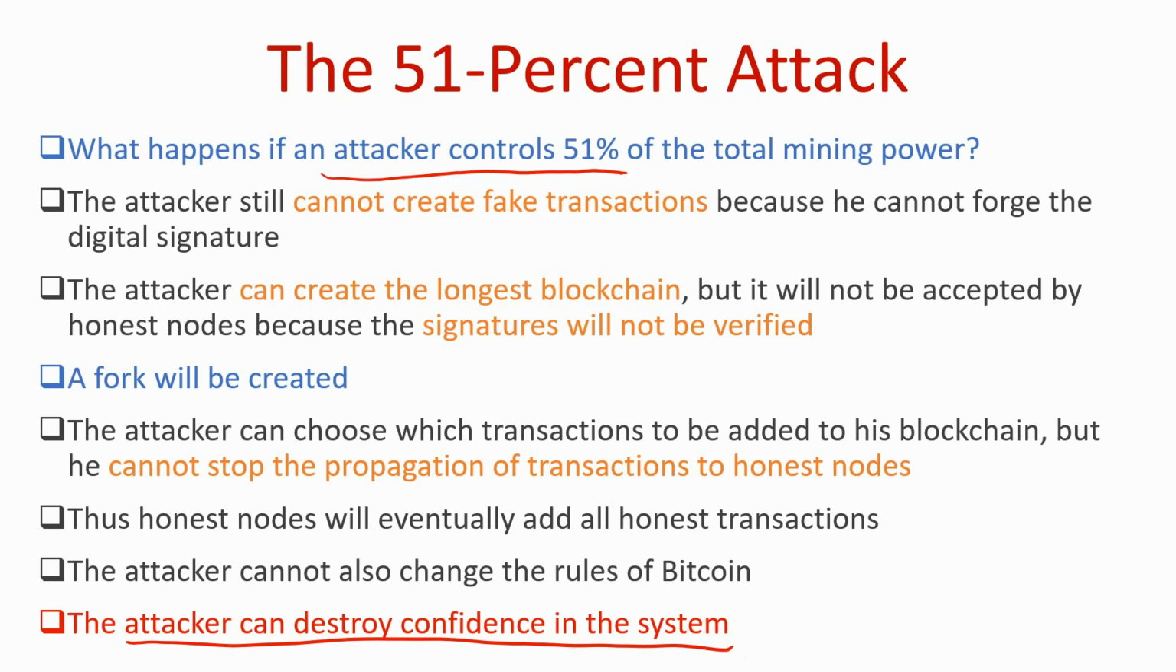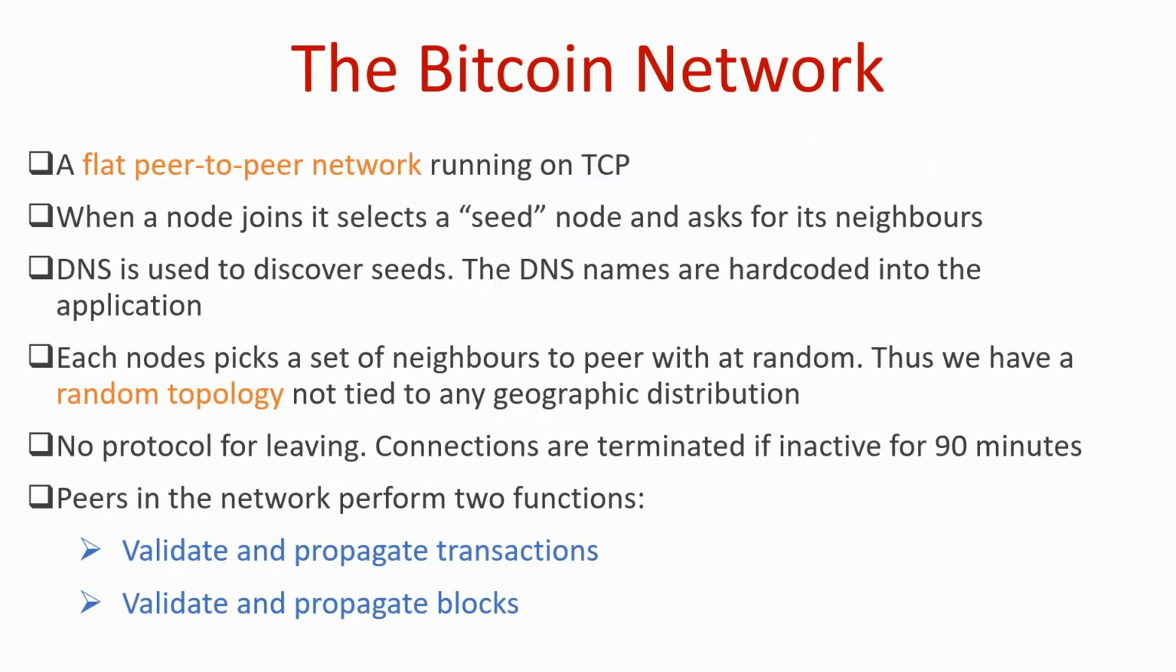This is actually a big part of most financial systems. If you don't trust an institution, it is unlikely that you will trust them with your money. And this is what the 51% attack may succeed in doing.